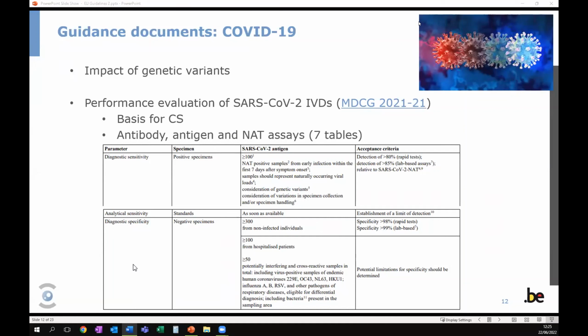So as an example, I took the table for the antigen tests, and this gives you an indication of the number of positive and negative samples to test, what samples to test, the sensitivity and specificity values that one should obtain, etc. And well, it's important to mention that this guidance document also served as a basis for the development of common specifications for SARS-CoV-2 tests under the IVDR. So in the future, the data in this guidance will be transferred to CS, and all tests will have to follow these specifications.